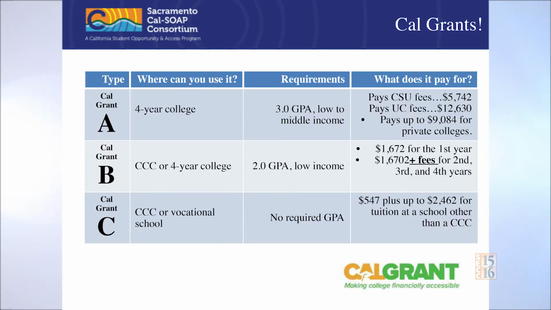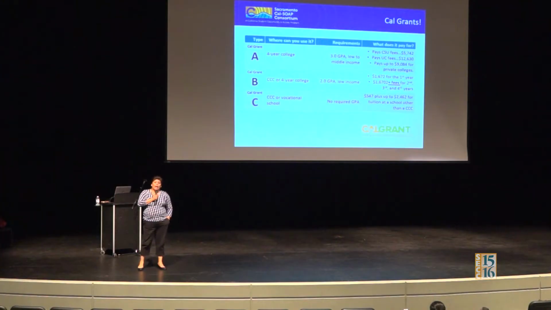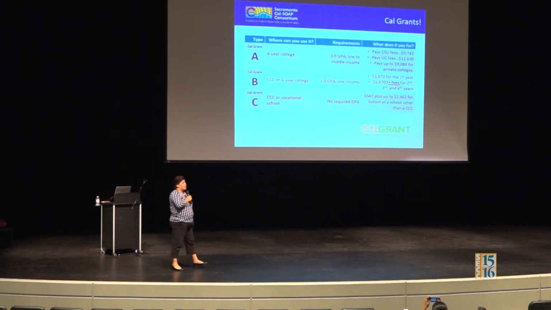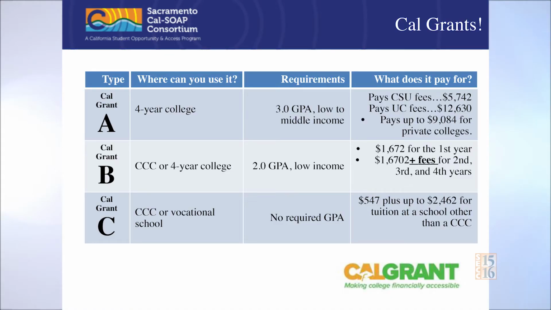The B is for low-income families that earn under $90,000. And the B, the student not only gets the full tuition paid at a CSU and a UC, but the B students also get a small stipend of $1,672 a year so that they can use that towards their books or that parking permit. The C is for students attending vocational schools. Okay?